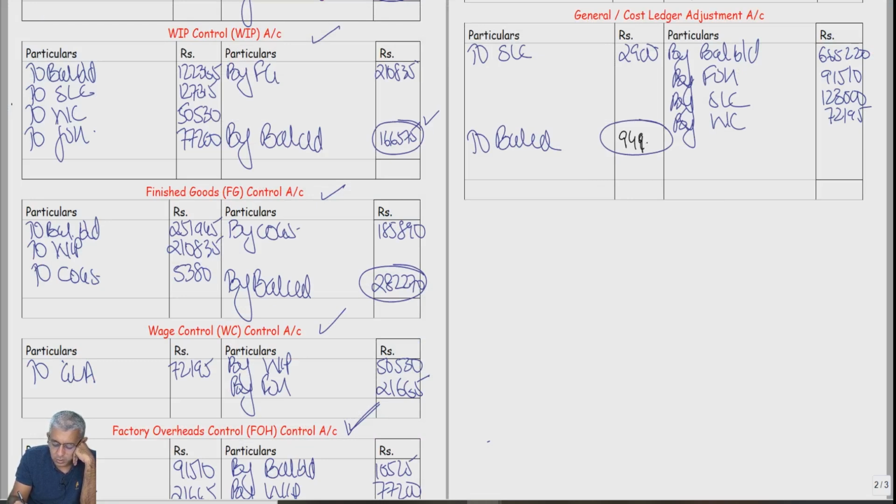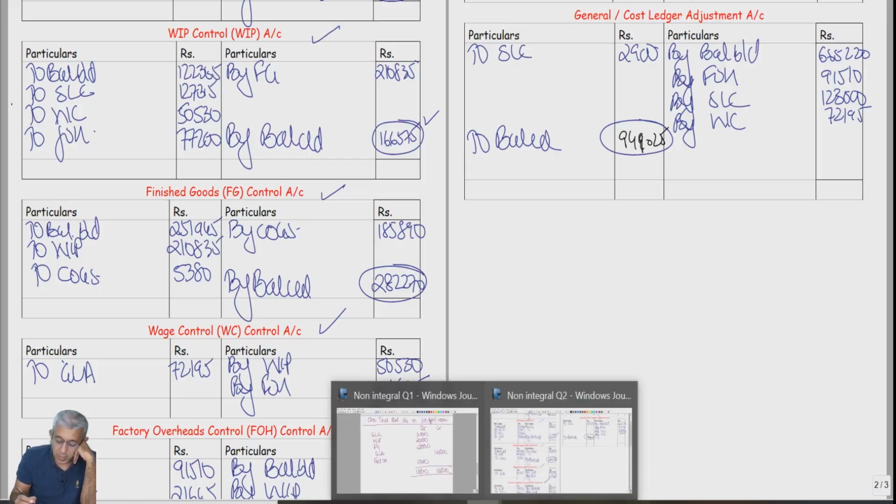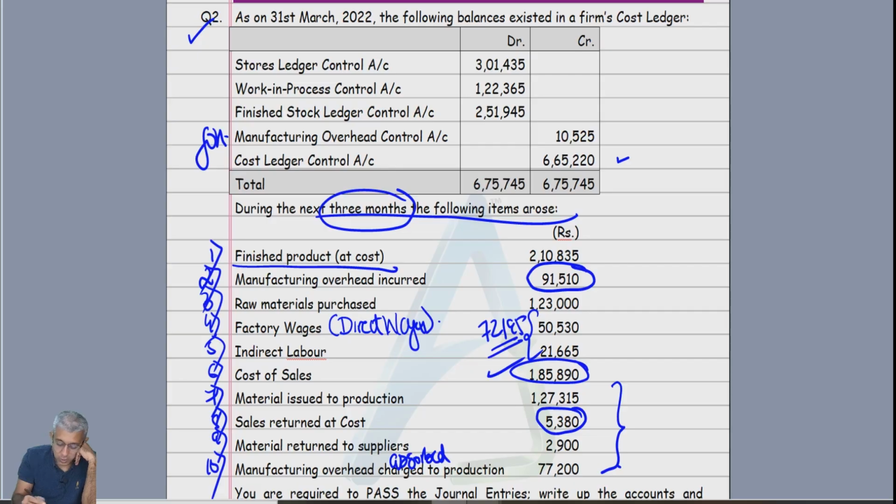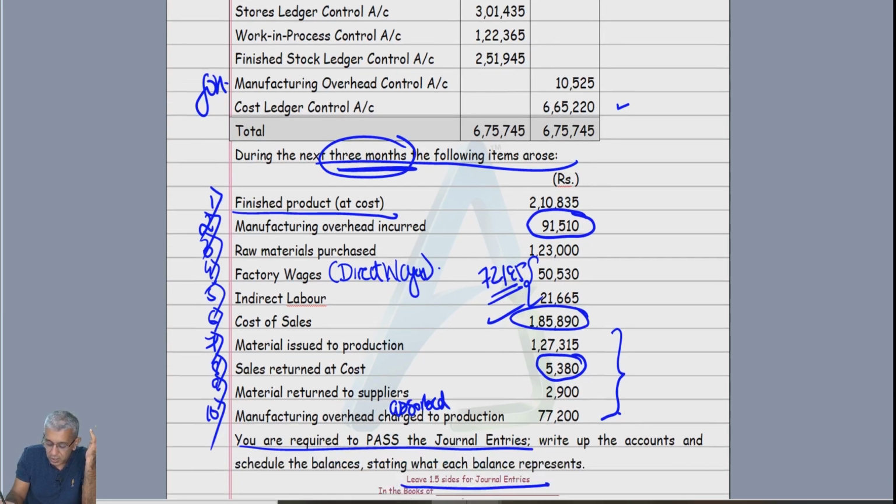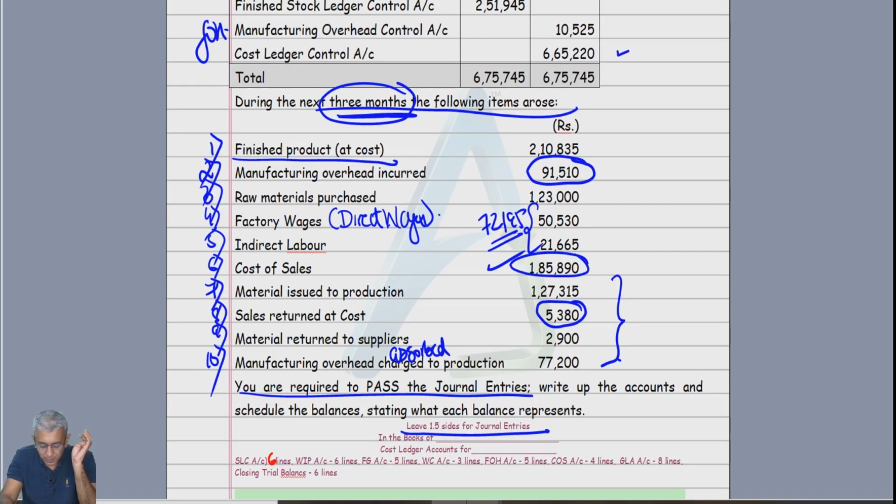949,025. Yes, sir. Okay, now listen. Now, opening trial balance was given on which particular date? 31st of March 2022. We are trying to prepare the accounts for the 3 months, April, May, June. So in this case, closing trial balance will be prepared on which particular date? 30th of June. Is that all okay?